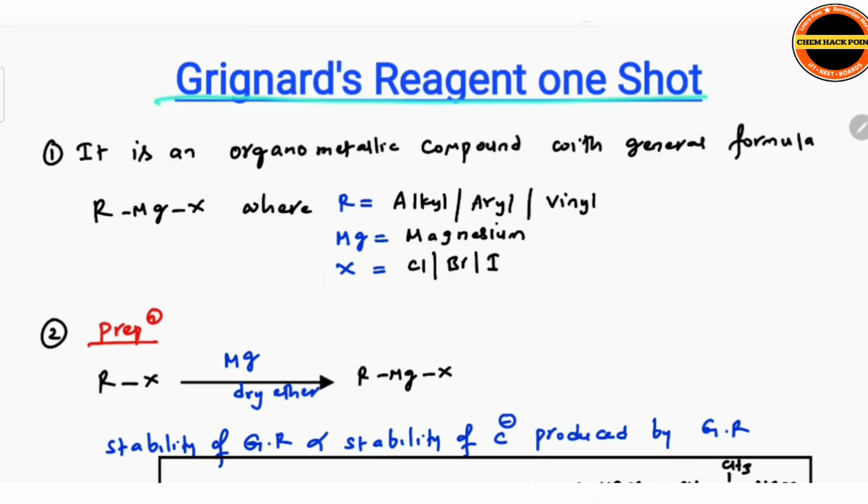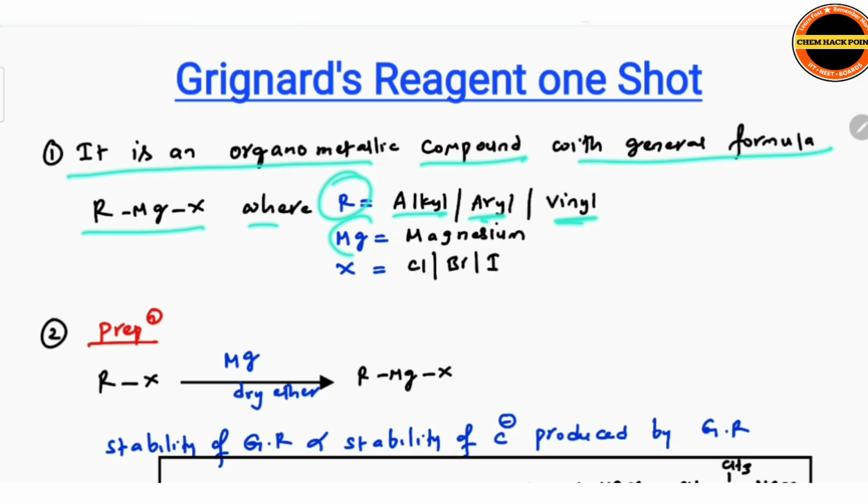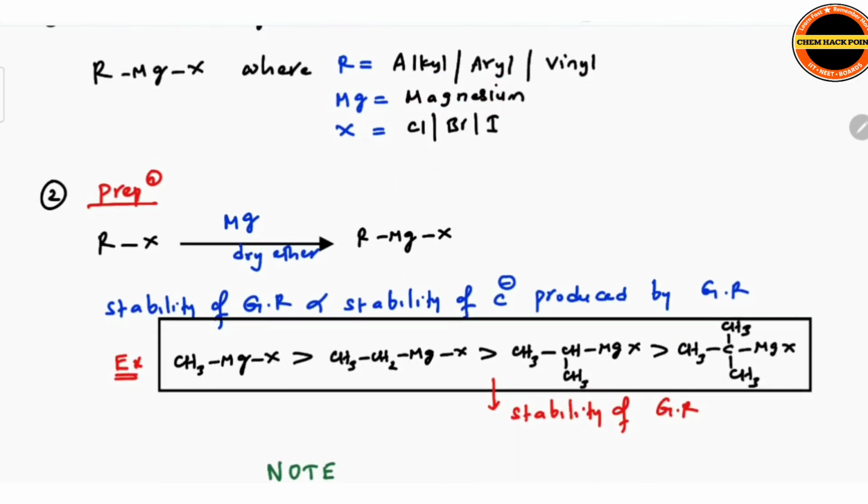Grignard's reagent in one shot. It is an organometallic compound with the general formula RMgX, where R is alkyl, aryl or vinyl, Mg is magnesium, and X is a halogen: chlorine, bromine, iodine. Preparation: when an alkyl halide is allowed to react with magnesium in ether, RMgX is formed.